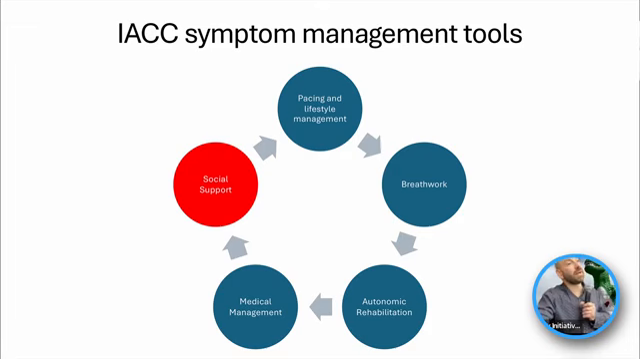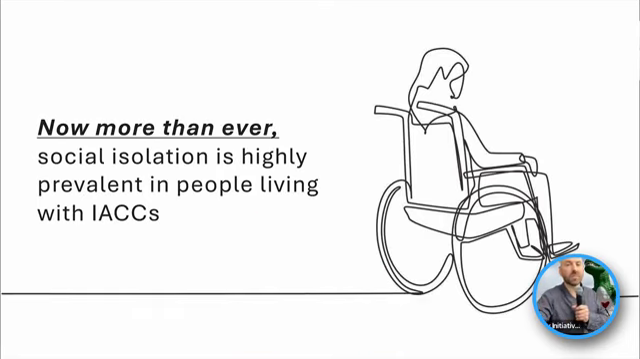Final thing I just want to talk about is social support. I think that as folks with IACCs are continuing to persist in, I would call it, frankly, hostile environments, we need to really name the fact that loneliness can become an issue. Social isolation is highly prevalent in people living with infection-associated chronic conditions, and loneliness is a huge problem.